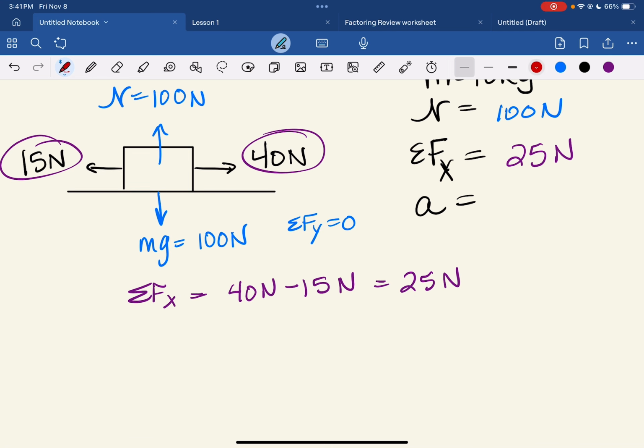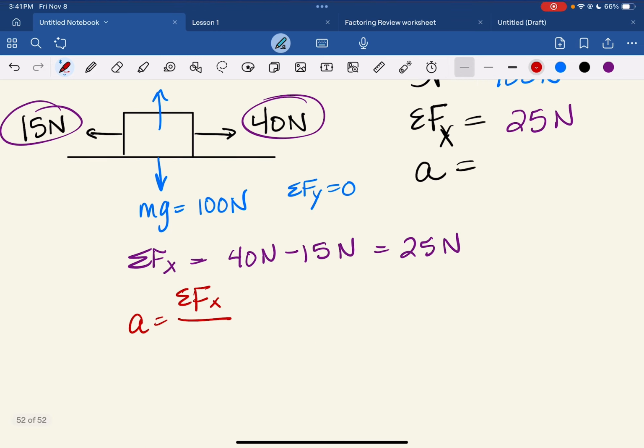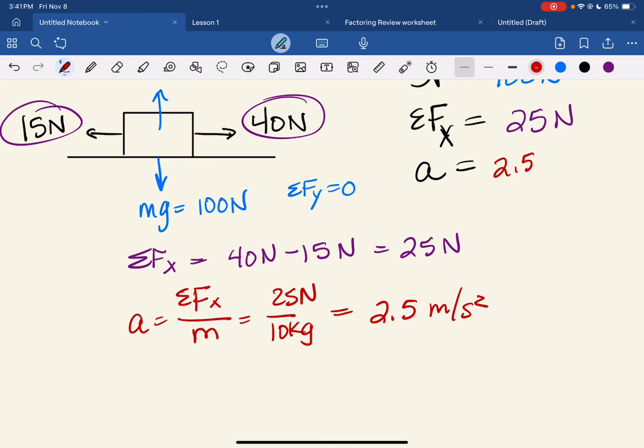And then my acceleration, remember, is my net force, which is the sum of the forces in the x direction in this case, over my mass. And my mass is 10 kilograms. I'll just write mass here. 10 kilograms with 25 newtons up above. That's going to give me 2.5 meters per second squared as my acceleration.